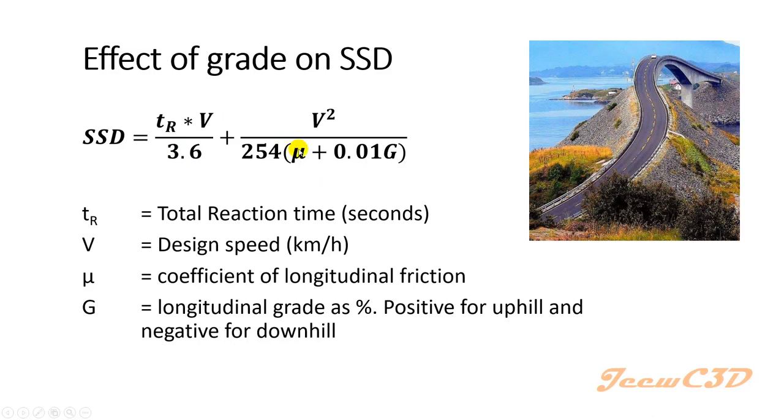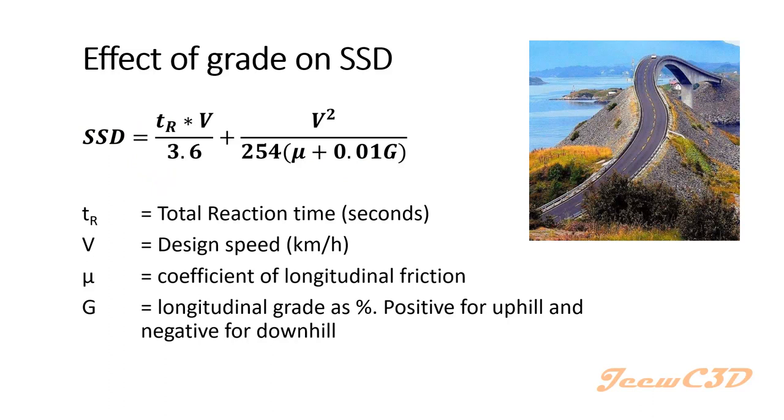stopping sight distance. So if this g value is positive, you call it uphill. If the vehicle is traveling in this direction, you have a positive grade. So if this is positive and mu is already positive, this bottom one will be higher, so this part will be lower. So you will have a lower stopping sight distance. If it is coming downwards, this becomes minus 1 because it is negative for downhill. So this becomes a lower value. The addition will become a lower value than mu. So you will have a higher stopping sight distance.